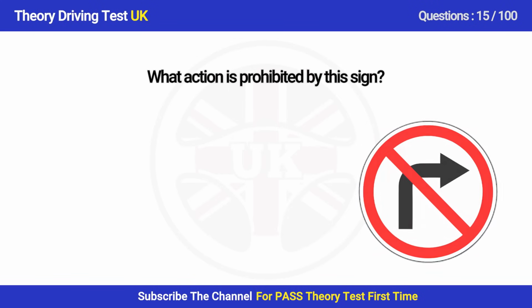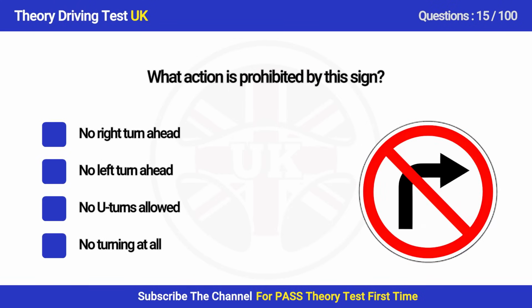Question 15. What action is prohibited by this sign? A. No right turn ahead. B. No left turn ahead. C. No U-turns allowed. D. No turning at all.